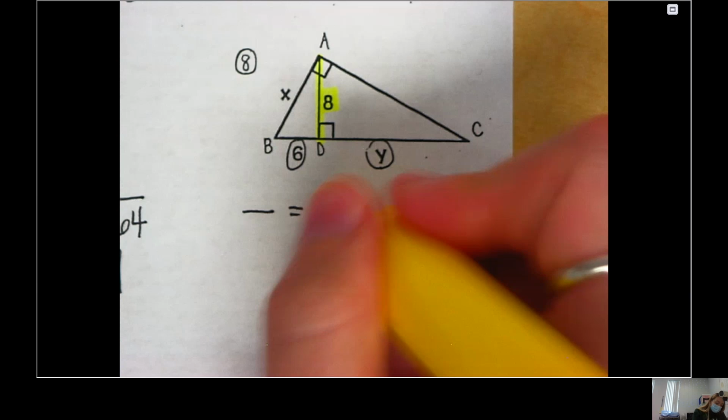Okay. Your homework tonight is number 9. Yeah, finish up that one part and do number 9. That's your homework tonight. Good job, my dears. We'll check it tomorrow. You guys did fantastic.